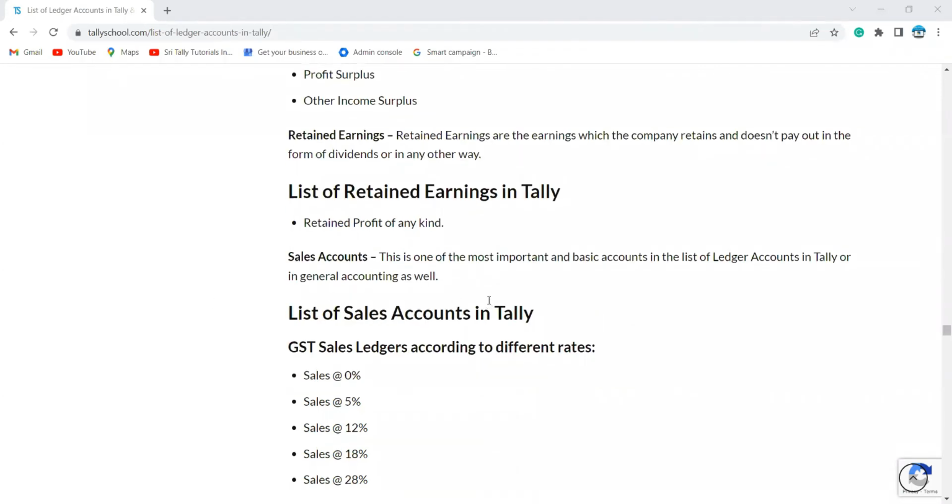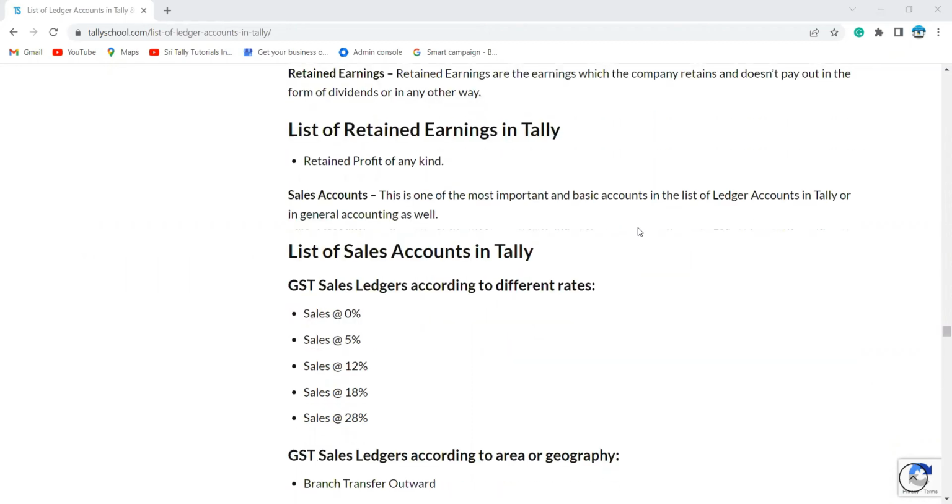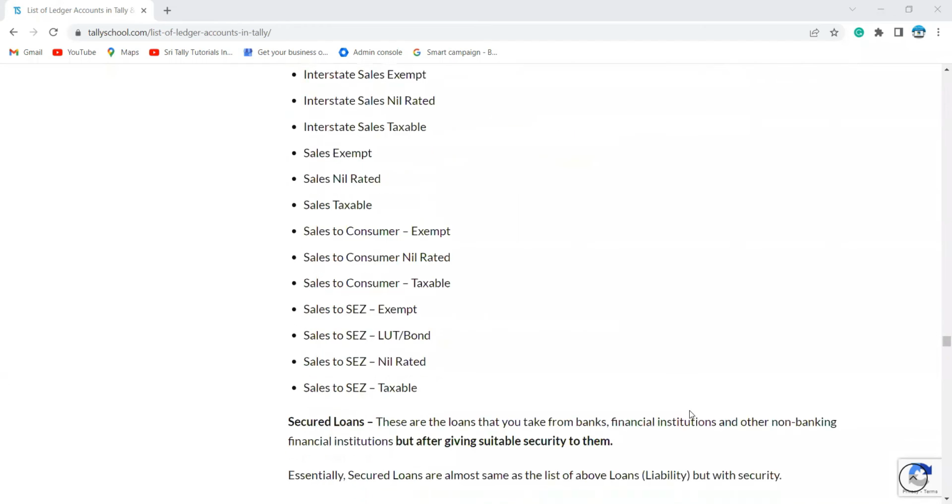Sales account means this is one of the most important and basic accounts in the list of ledger accounts in Tally. So generally when we are using sales account, we are selling at the time. List of sales accounts like sales at 0%, sales at 5%, sales at 12%, sales at 18%, sales account, sales return, this all comes under sales.